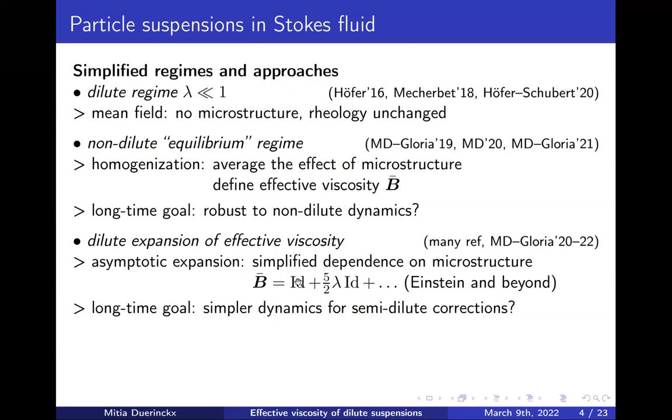This is the kind of asymptotic expansion that has been considered by many people in fluid mechanics. What is very interesting is that at leading order, you just have the viscosity of the plain fluid. This is what was considered when doing mean field limits in the first type of result. But then if you consider corrections, of course, they will involve the microstructure, but in a simplified way. You do not need the full information on the microstructure, but just some reduced information. And this might be easier to couple to study the dynamics.